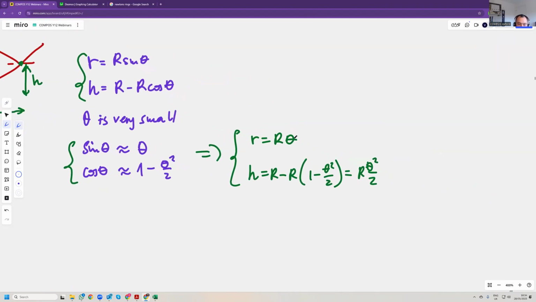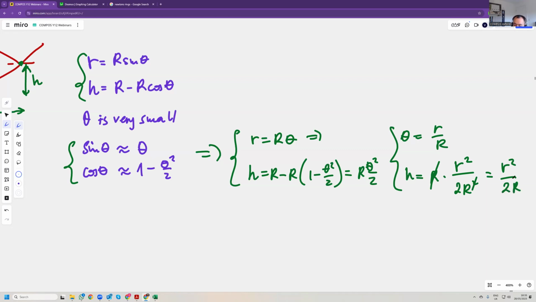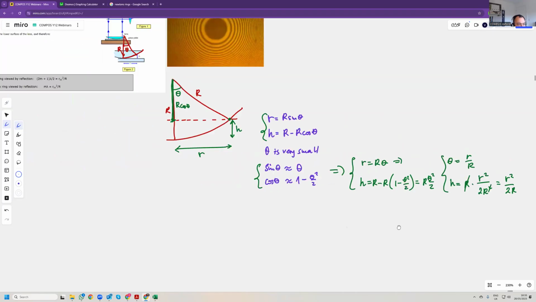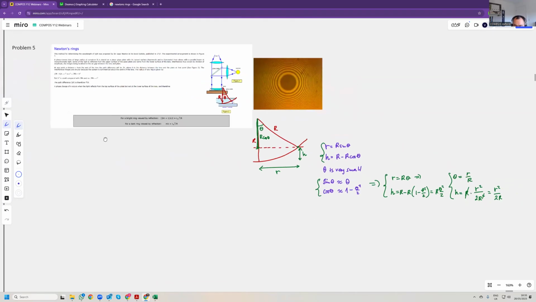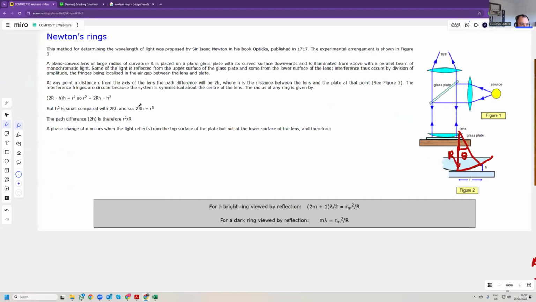But R theta is r. So here we can write R theta multiplied by theta divided by 2. Well, actually, no, that doesn't make any sense. I'd rather do, from here, I say theta is r over R, because we don't know theta after all. And then we have h is equal to R multiplied by r squared over 2R squared. And so it's r squared over 2R. And I think that's exactly what they got. 2Rh is r squared. That's exactly what they have.